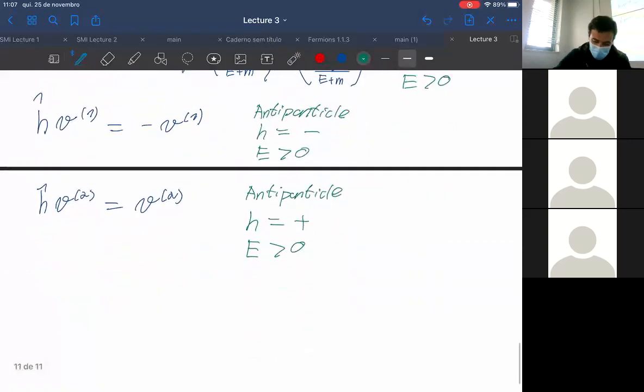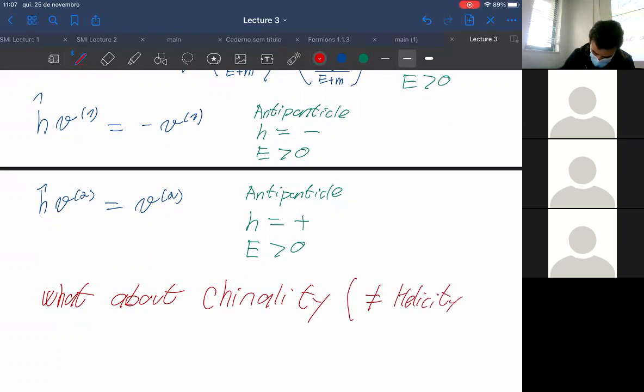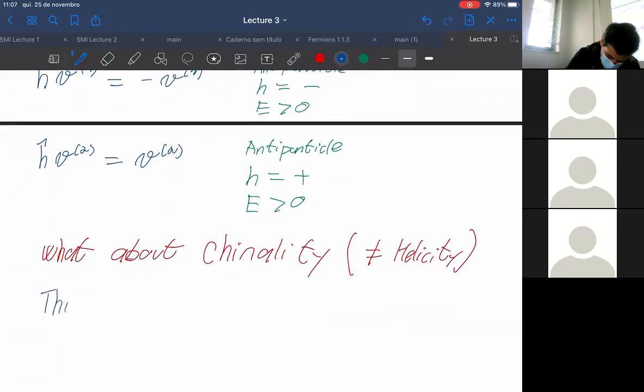Now, what about chirality? What about chirality, which, bear in mind, is different than helicity? So this is your exercise to hand in.